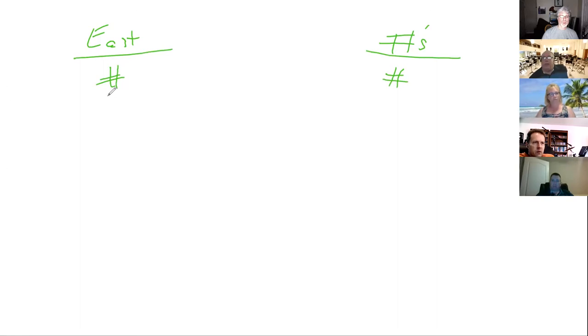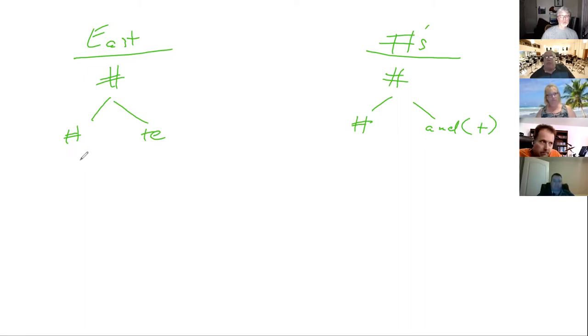But where they start to differ is when you actually divide the beat into two. You say the number of the beat, and for the Eastman you say "te." And for the number system, you say the number of the beat, and then you say "and." From now on, I'm just going to call it a plus, and that'll signify "and," if everybody's okay with that.